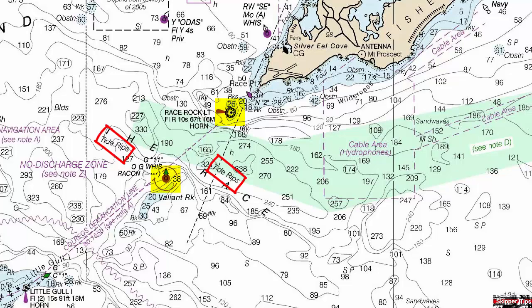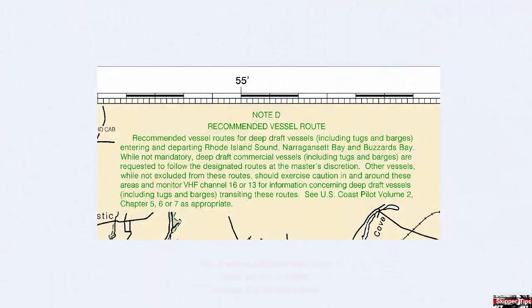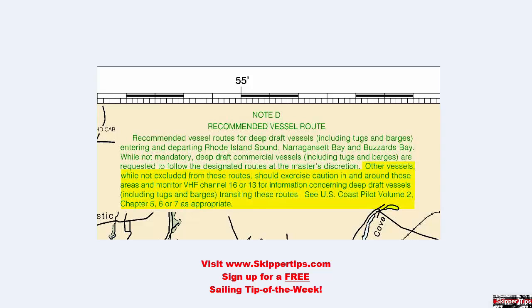We scan the chart and see that the cartographers have written in, see Note D. Let's take a look at that now. Note D tells us that the green tinted area on our chart shows the recommended vessel route for deep draft vessels. Other vessels, while not excluded, should exercise caution in and around the area and monitor VHF channel 16 and 13. It also tells us to see U.S. Coast Pilot number 2. This is a free publication offered by NOAA.